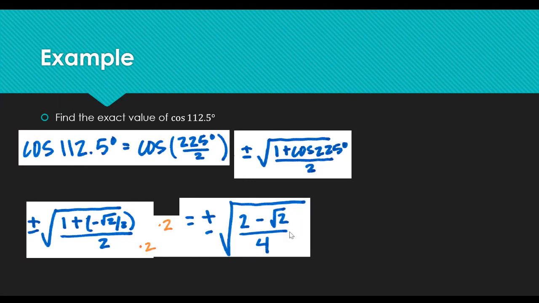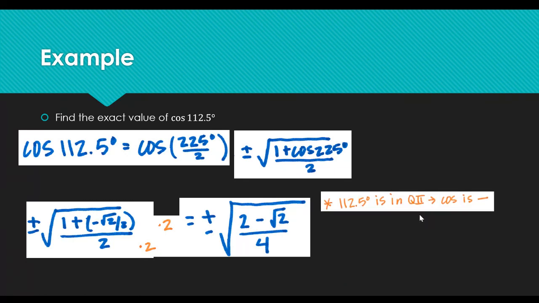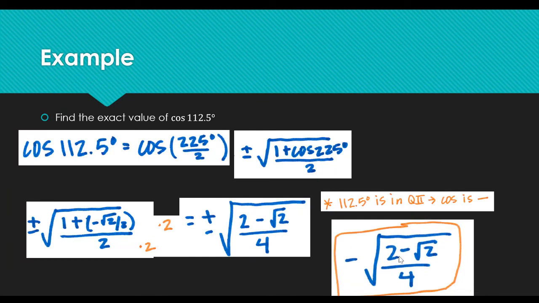And that's looking pretty good, but I need to decide, is it plus or is it minus? So I say, okay, what quadrant is 112.5 in? Well, I know it's bigger than 90, less than 180, so it's in quadrant 2. And in quadrant 2, cosine is negative. So my answer is negative square root of 2 minus square root of 2 over 4. And if you really want to be cool, you could square root that 4 and just put the square root on top and make it a 2 on the bottom. That would also work.